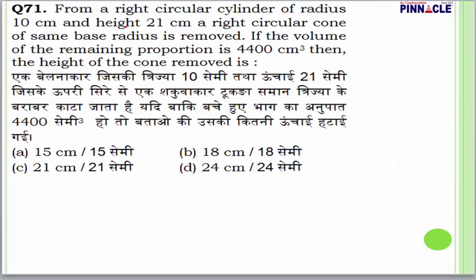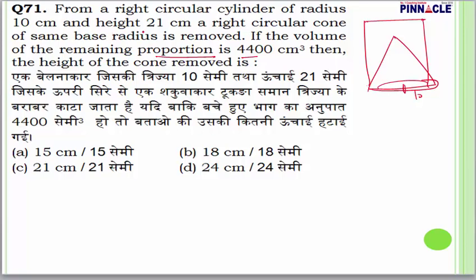Question number 71. From a right circular cylinder of radius 10 cm and height 21 cm, a right circular cone of the same base radius is removed. If the volume of the remaining portion is 4400 cubic centimeter, then find the height of the cone. This is a cylinder, and 10 centimeter is the radius, like this, and height is 21. So this is the volume, 22 by 7 pi r square, that is 10 square and 21.